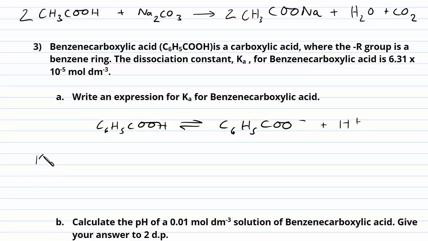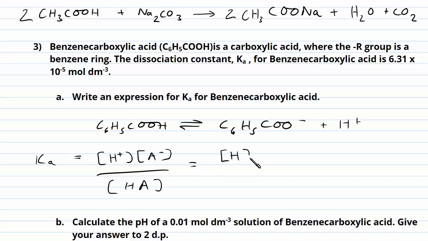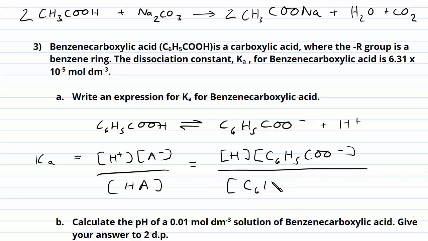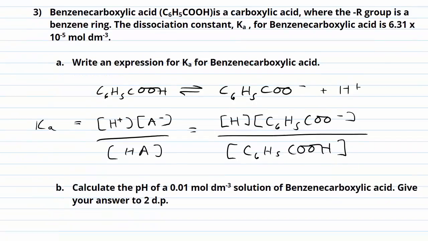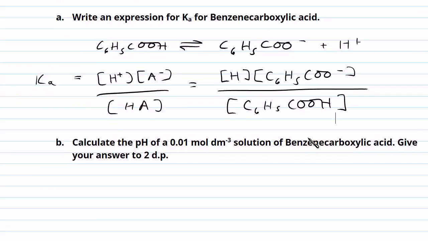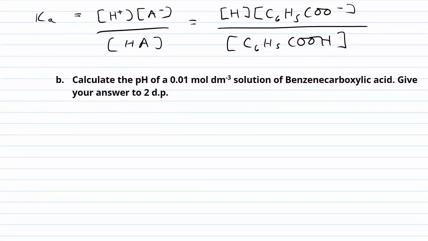Now we know that when we're writing the acid dissociation constant, we're going to have H plus A minus over HA. So if I fill those in, we've got H plus, and then our A minus is this over here, so it's C6H5COO minus, all over HA, which is C6H5COOH. There we go. So now we're going to use that, and we're going to calculate the pH of a 0.01 mole per decimeter cubed solution of our benzene carboxylic acid.